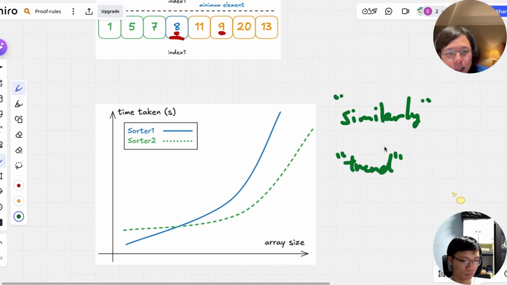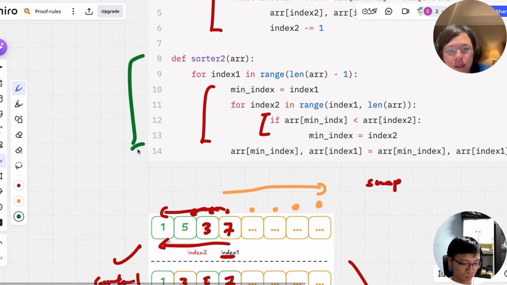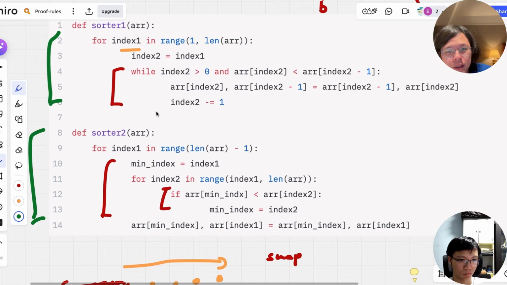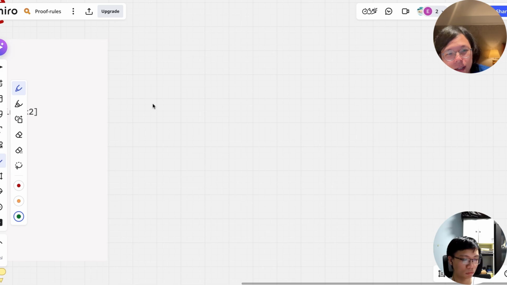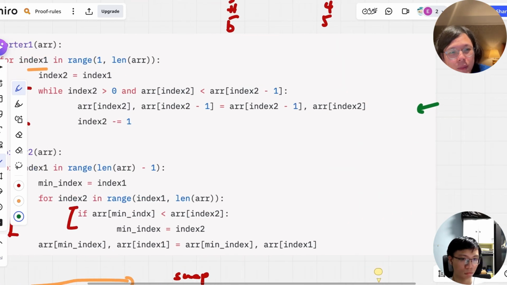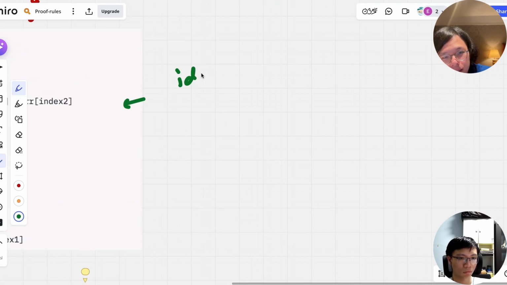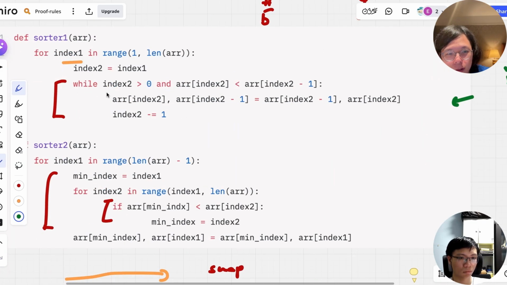Okay, so if you actually try to count the number of iterations that we do in this code, you can imagine how it's going to be very similar to the number of iterations that we're going to do in this code. And the way to reason about that, if we count it carefully, for example, if you take sorter one, the amount of times that the for loop iterates, because we're iterating backwards, the idea is going to be that when index one is one, the inner portion of this while loop is actually only going to make one iteration.